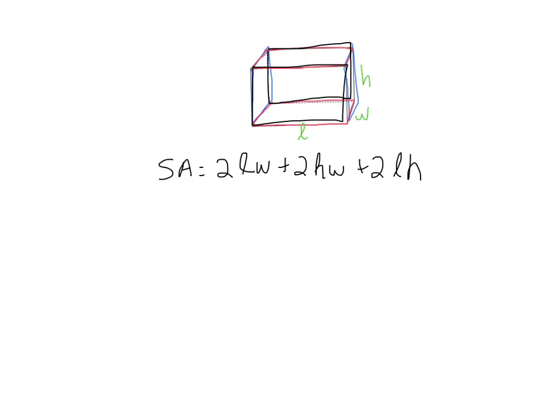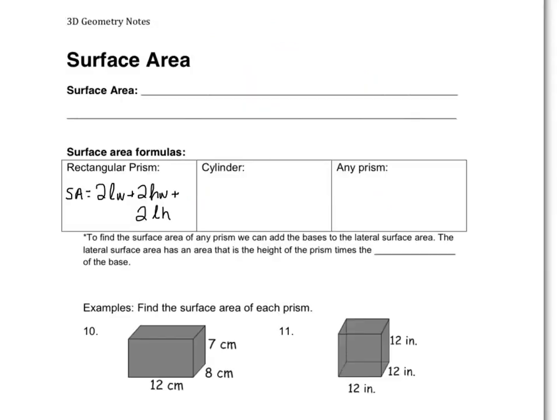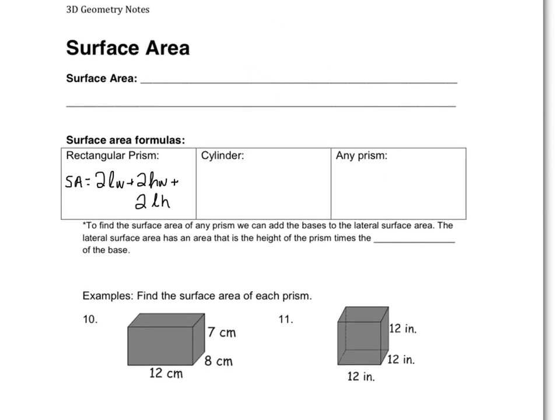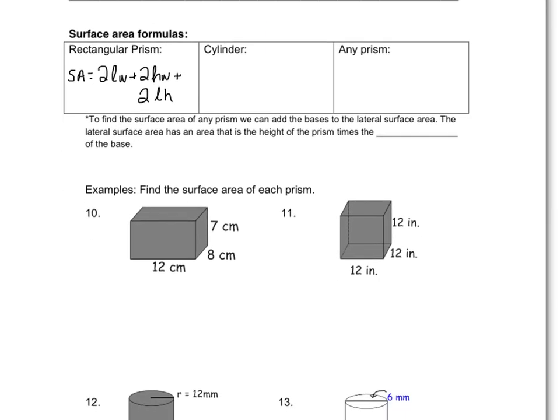So I labeled my length, width, and height above, and I will substitute in my numbers, or I would if there were numbers, to find the surface area of this rectangular prism. Let's try example number 10 together. So I'm going to label the 12 as my length, the 8 as my width, and the 7 as my height. As always, I copy down the formula because I always want to substitute in the numbers that I'm using.